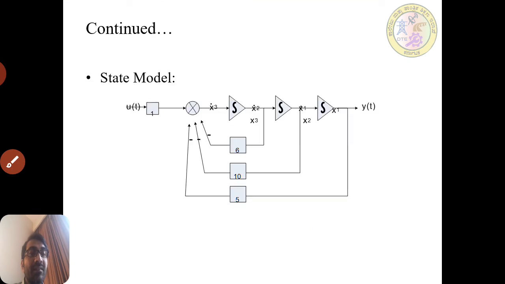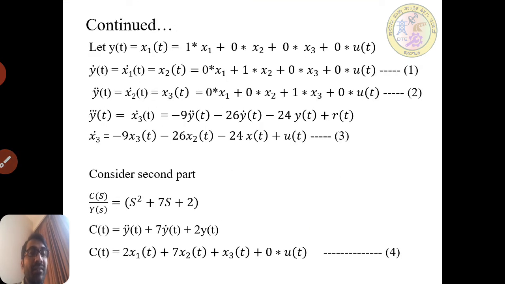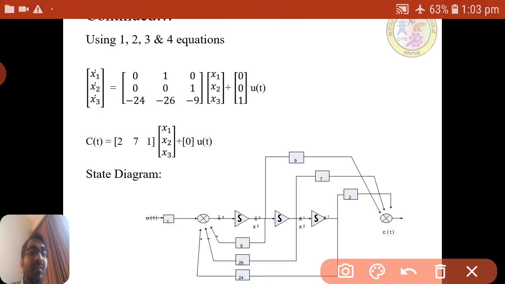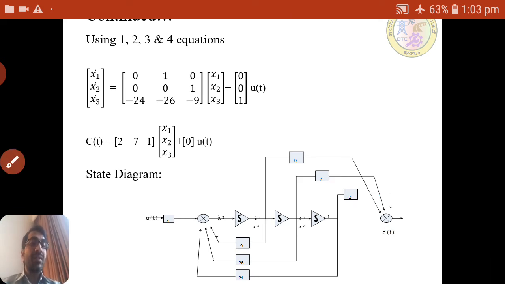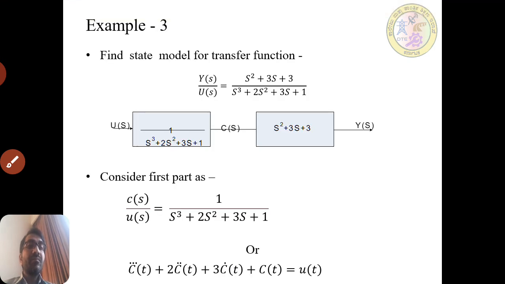Let us see the equations here, it is 2, 7, 1. There is a mistake here: this is 2, this is 7, and this will be 1 here. So 2, 7, 1, and this 2, 7 will be connected to the c of t. So this is the state diagram for the problem we have considered with respect to the transfer function.